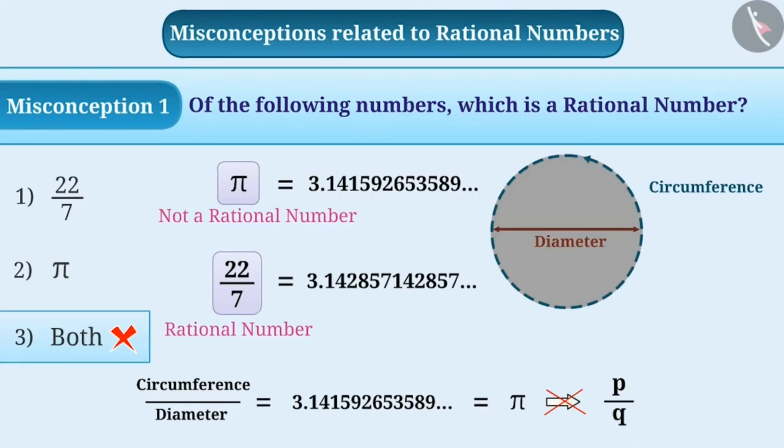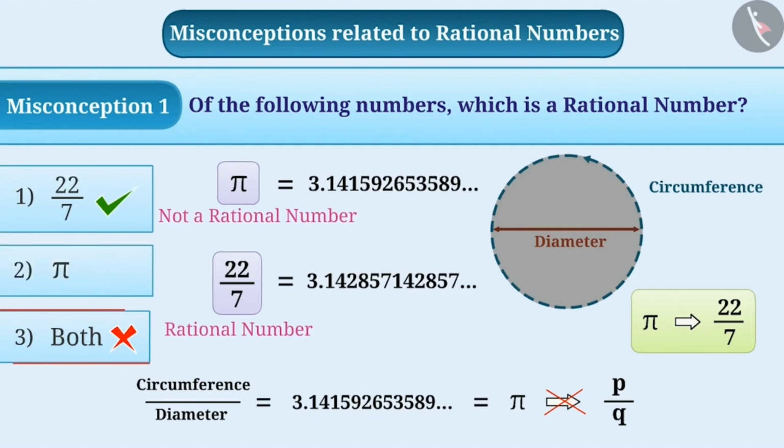The value of pi is almost similar to 22 by 7, but they are not equal. While solving the questions, if accuracy is not important, then we can take pi as 22 by 7. You must have understood that 22 by 7 is a rational number, but pi is not a rational number. Thus, option 1 is the correct answer and option 2 and 3 are incorrect answers.